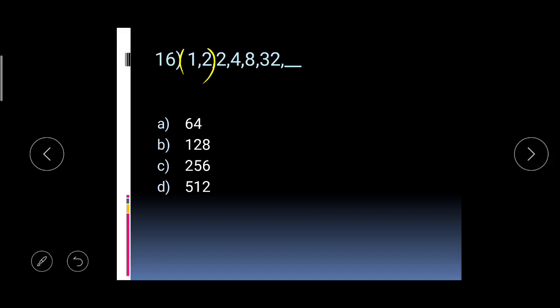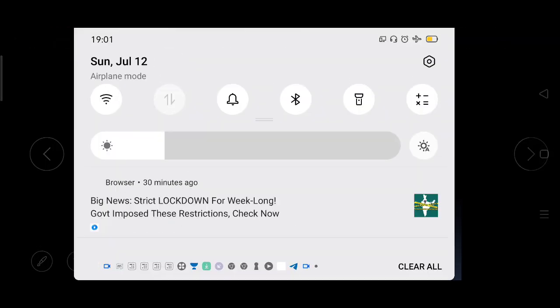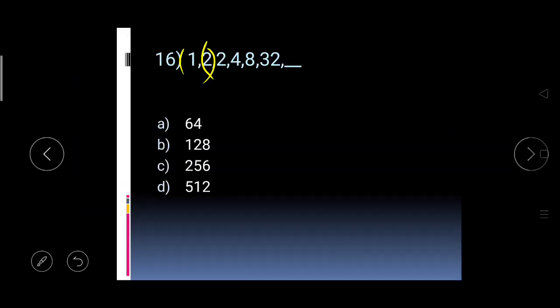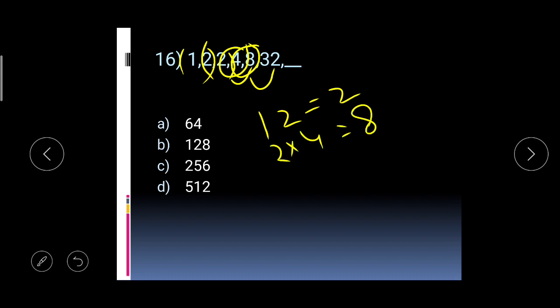By multiplying these two terms, I am getting the next term. By multiplying these two terms, I am getting this term. So what is going on? If I am multiplying 1 and 2, I am getting 2. If I am multiplying 2 and 4, I am getting 8. If I am multiplying 4 and 8, I am getting 32. That means each term is the multiplication of the previous two terms, right?